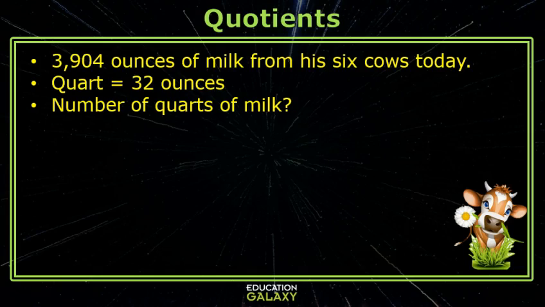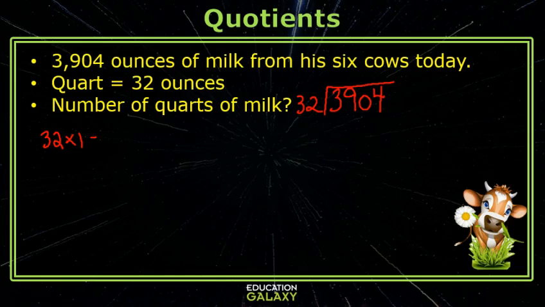Okay, let's look at what we have. We have 3,904 ounces of milk. We want to separate it into equal size containers, so that's division, and our quarts are 32 ounces, so we're dividing by 32. For partial quotients, we need to write some facts about our divisor.